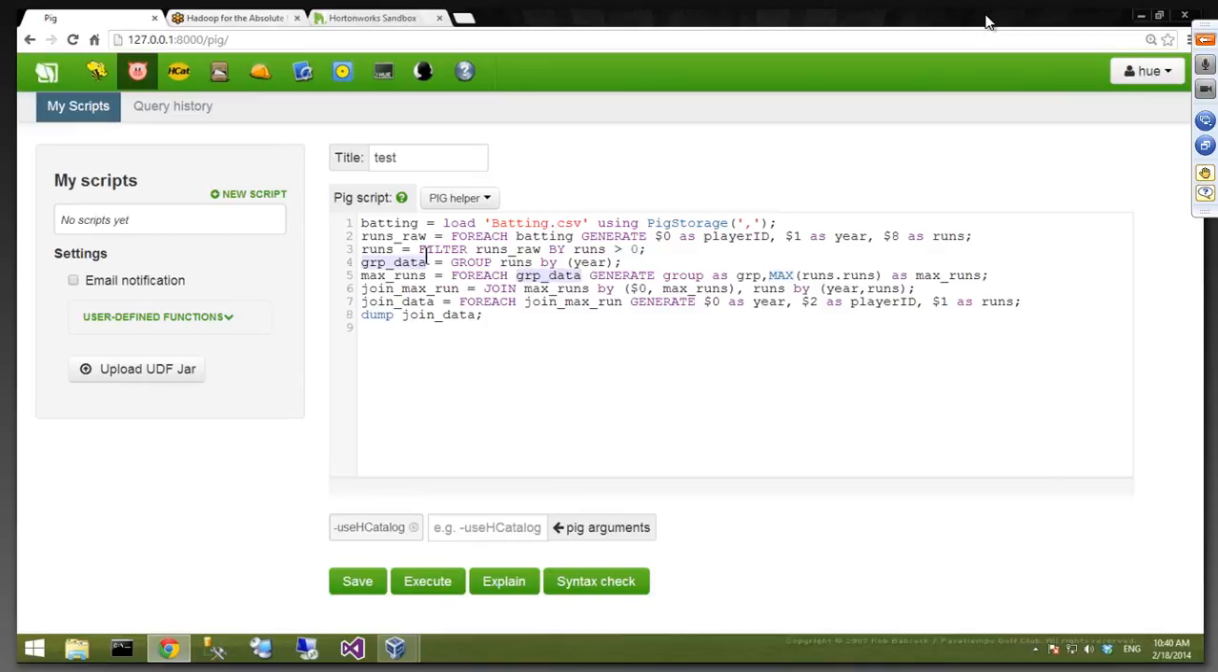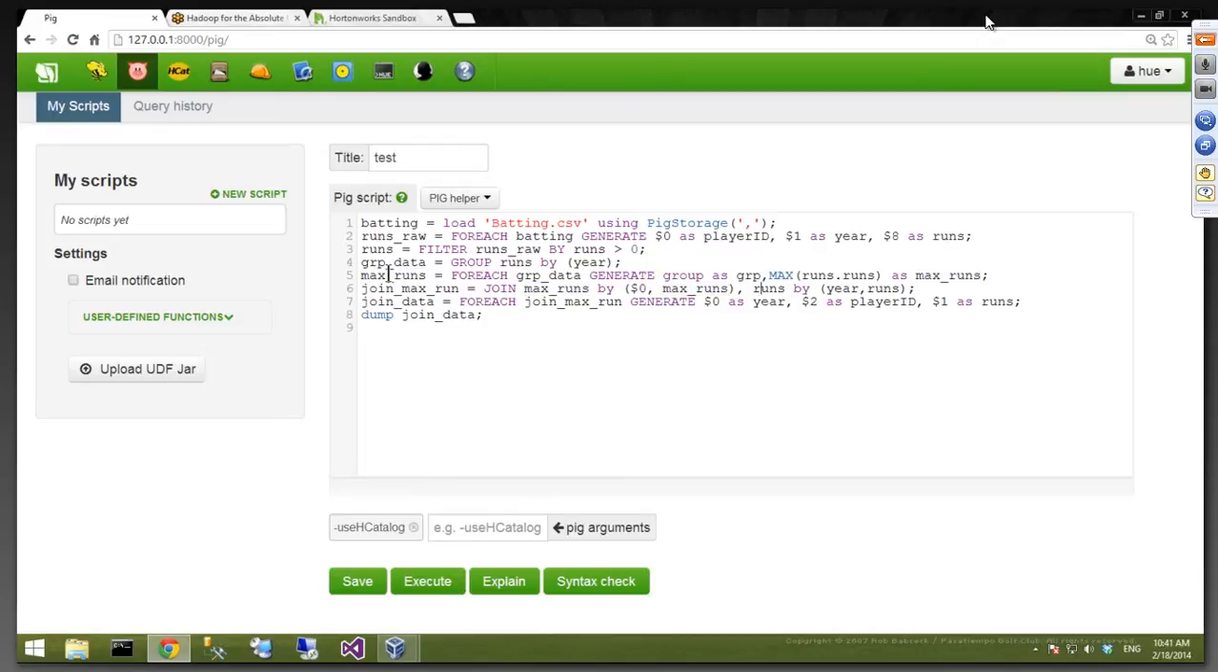So iterate through group data that's defined right here, and then generate group as, give me the max as max runs, and we're going to name that variable max runs. So I named all of these things over here on the left side of the equal sign. So once you have that, now create a join max run and join the max runs by runs.